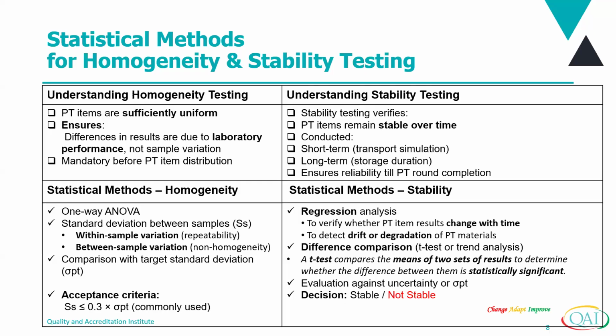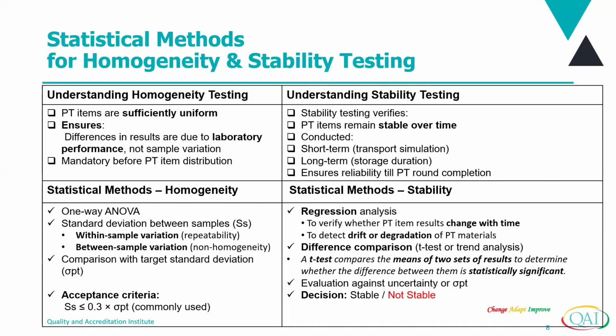Similarly, for stability also, we have different approaches like regression analysis to verify whether PT item results change with time. Generally, this process is adopted by the calibration agencies to detect drift or degradation of the PT material, which can be in the artifact or could be in your PT material, any kind of material. So again, depending on the selection of your PT items.